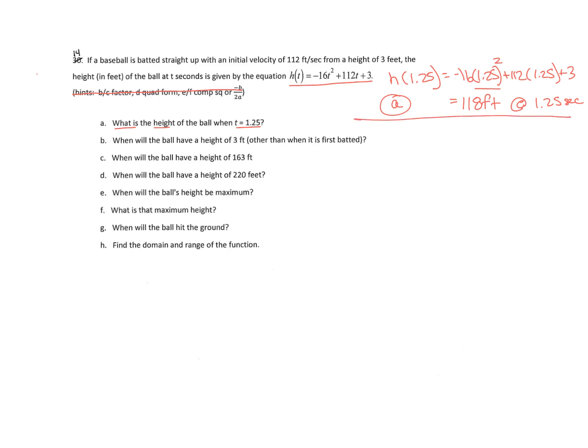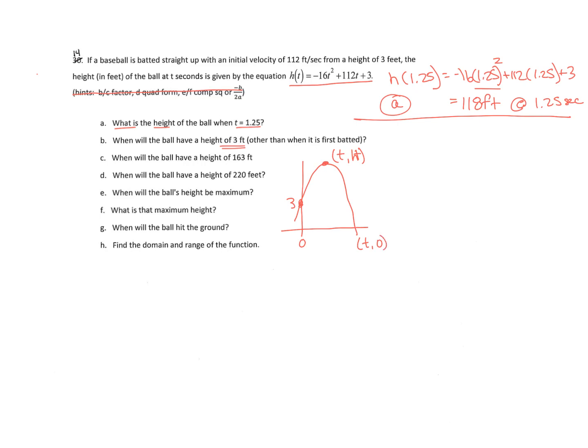So part B says, when will the ball have a height of 3 feet other than when it's first batted? So you have to remember this baseball was hit at time 0 at a height of 3. At some point it reaches its maximum height at a certain time, and then it falls back to the earth. When it falls back, it'll hit the ground at a height of 0.